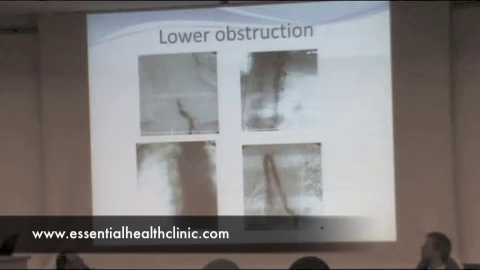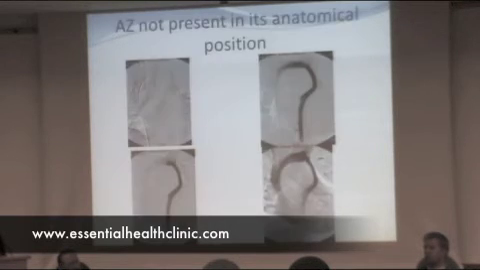Again, a similar thing, complete azygous occlusion. All the contrast is going down to the left renal vein and upward into the spine. Very good result after simple angioplasty. Sometimes there is variation. You can't find the azygous vein, so you have to look at other sites for the azygous.